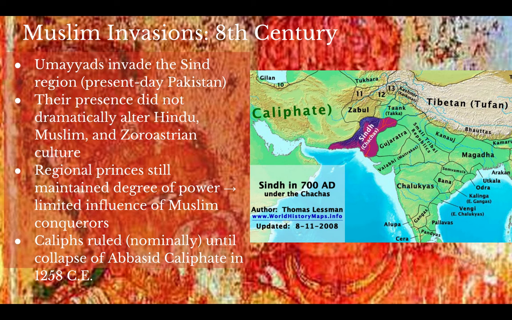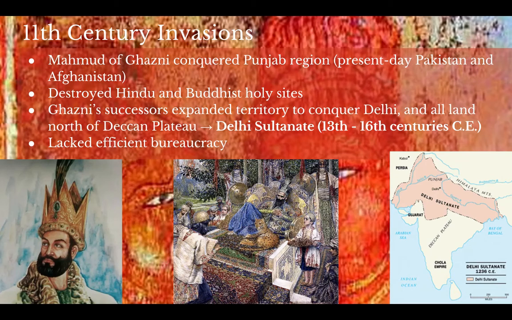So eventually, once the Abbasid Caliphate collapses, Hindu authority returns, but technically the caliphs of both the Umayyad and the Abbasid Caliphate do rule nominally in this region. And the Abbasid Caliphate doesn't fall until 1258 CE. So what we do see here really is that there's mainly still local rule, but a Muslim influence in this region.